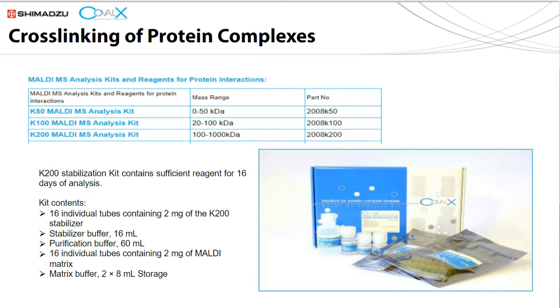Covalx does sell these as kits. We have different kits depending on the size of the complex that you're looking at, the K50 to K200. Most of what we'll be utilizing today is the K200 cross-linking chemistry, again, to hold together covalent complexes up to the megadalton or even larger mass range. And we'll show you some examples of those in just a moment.